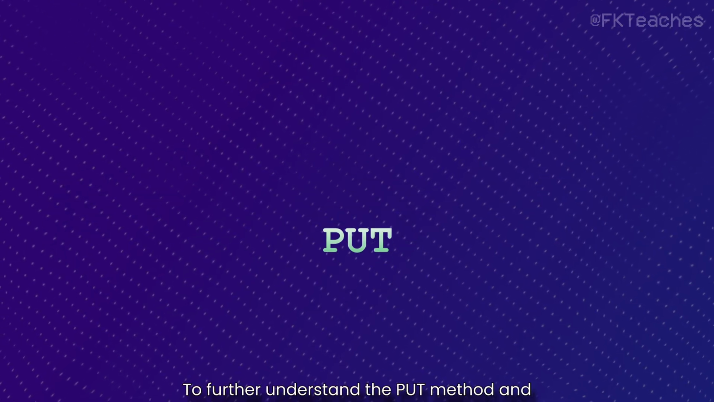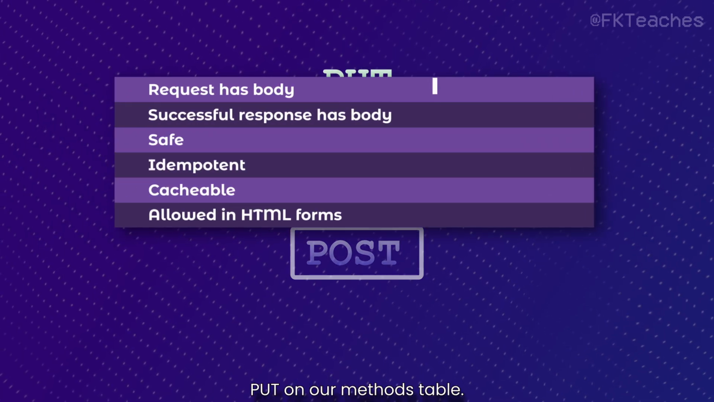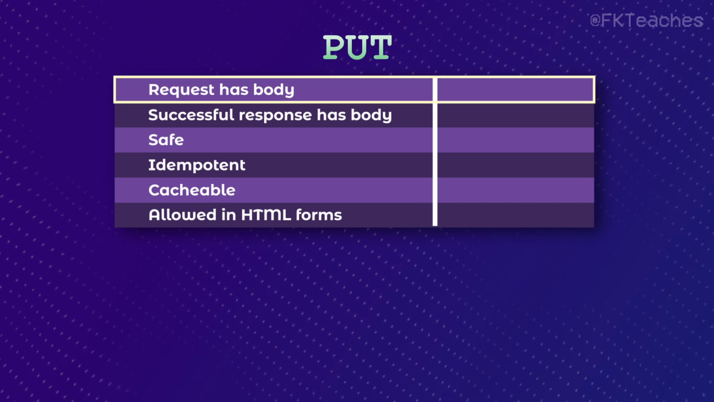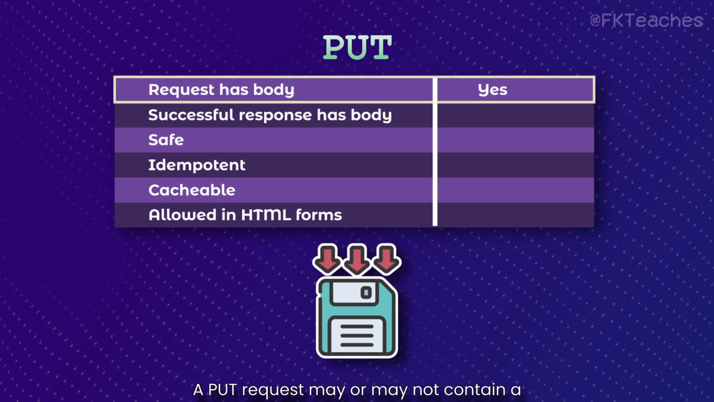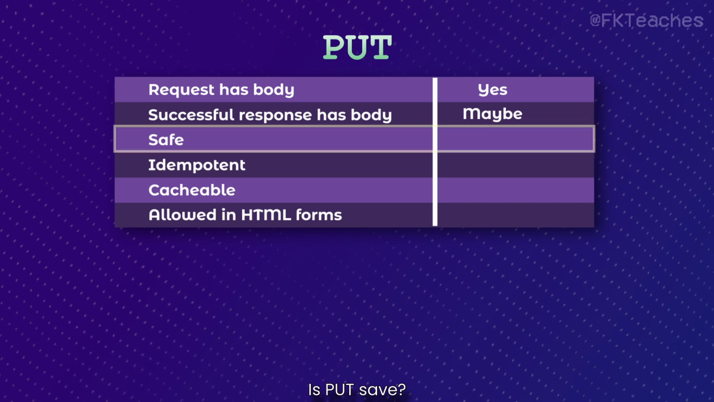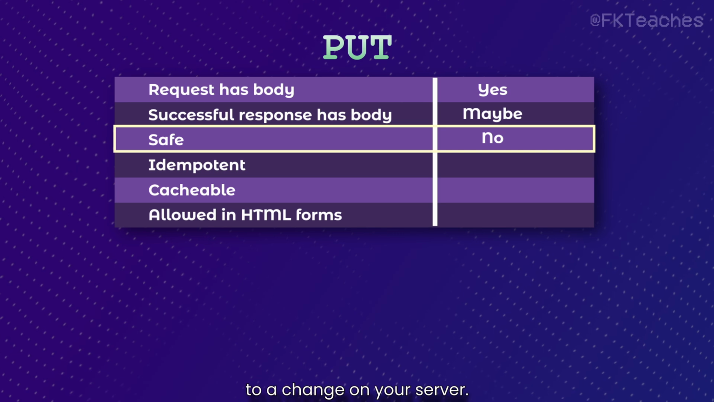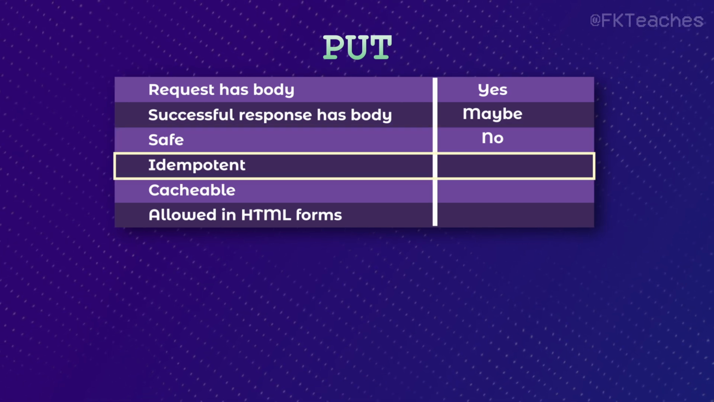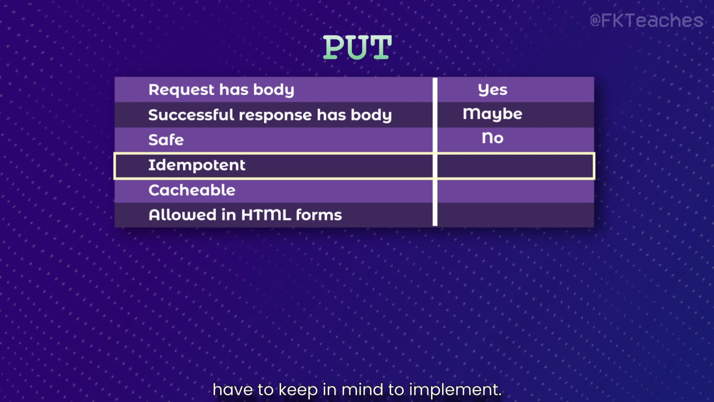To further understand the PUT method and how it differs from the POST method, let's take a look at PUT on our methods table. PUT has a request body for sure. This is where the data being transmitted is stored. A PUT request may or may not contain a response body in a successful transaction. Is PUT safe? Nope, it's so not. A PUT request will lead to a change on your server. Is it idempotent? Definitely. However, this is something programmers have to keep in mind to implement.